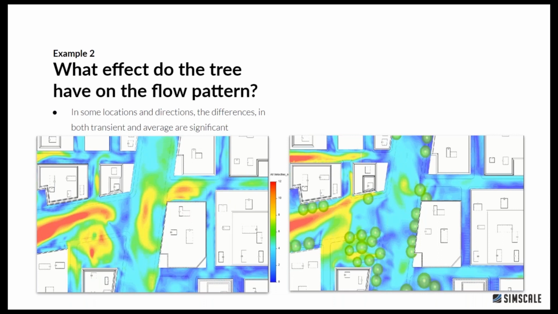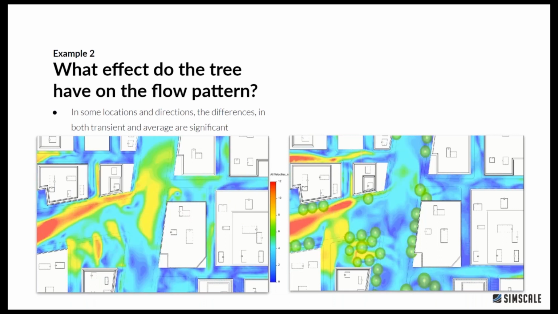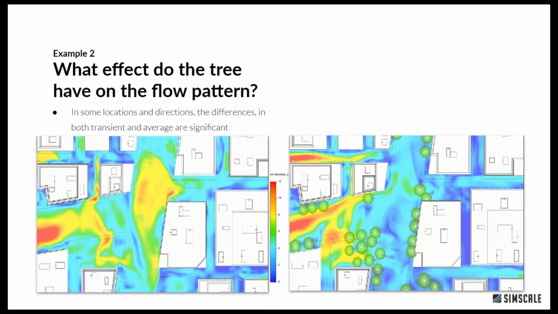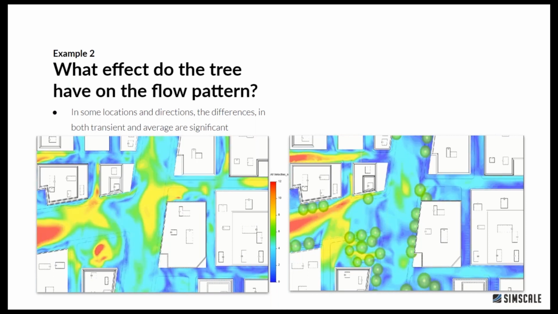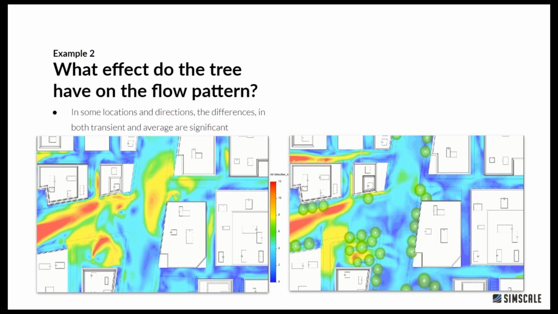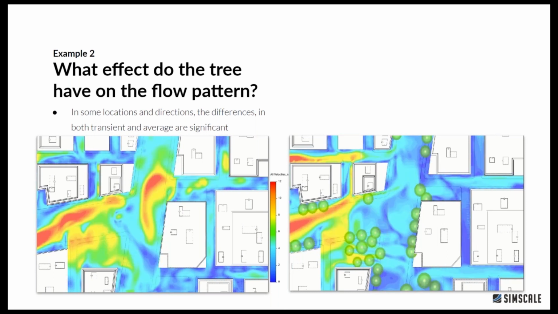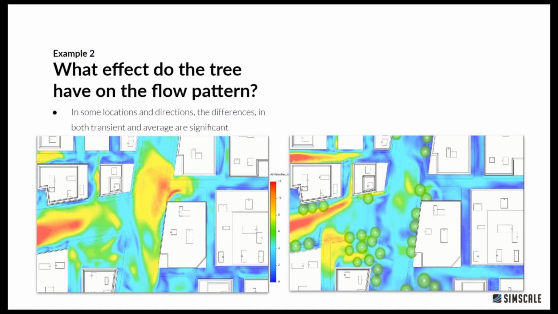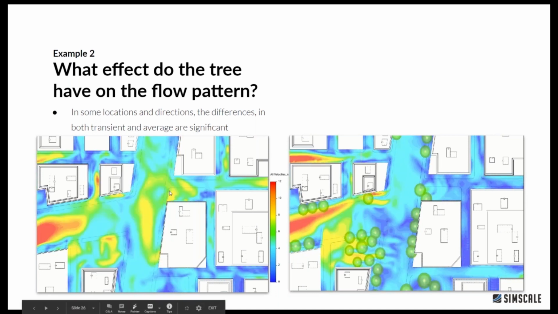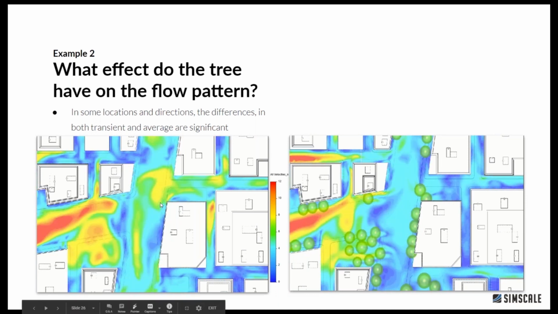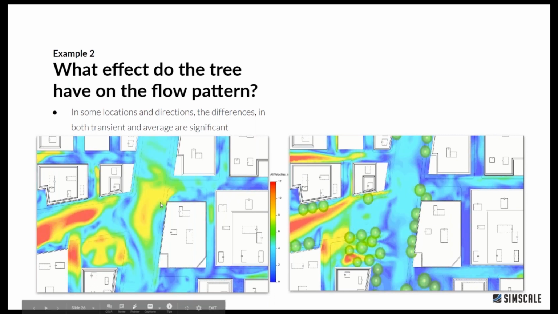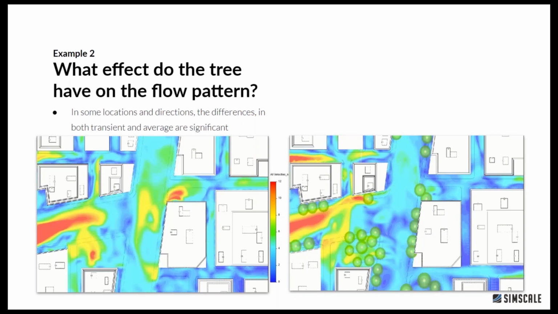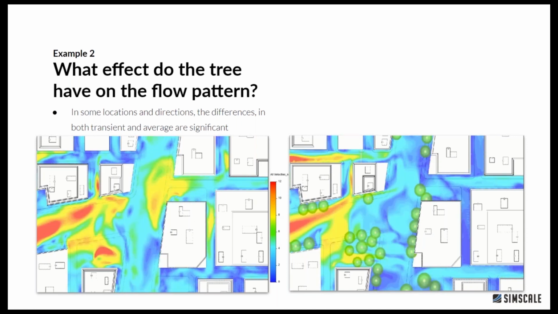So we are in the upper part of our model, and you see on the left hand side, with no trees implemented, we see that the wind speed increases as it reaches corners. You see that at the corner of our building, it accelerates and creates velocities higher than 10. And 10 meters per second starts to be uncomfortable for people to walk by.